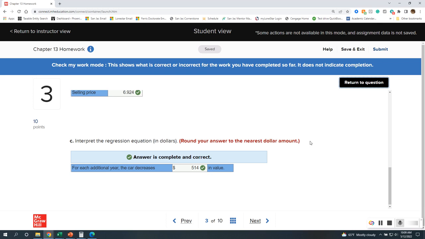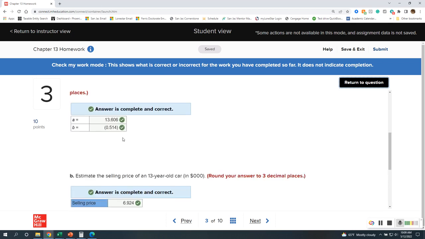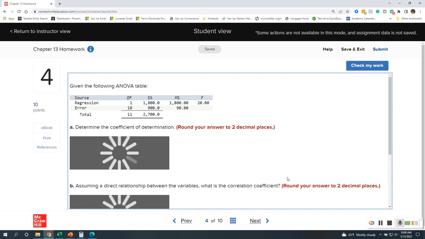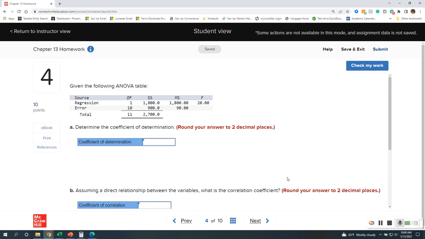So there you go. Make sure you don't put negative. That was my bad. I put the exact slope. All you had to do was basically put it in as a positive. So, 514. Yeah, it's just your slope times 1,000 to get back in thousands.